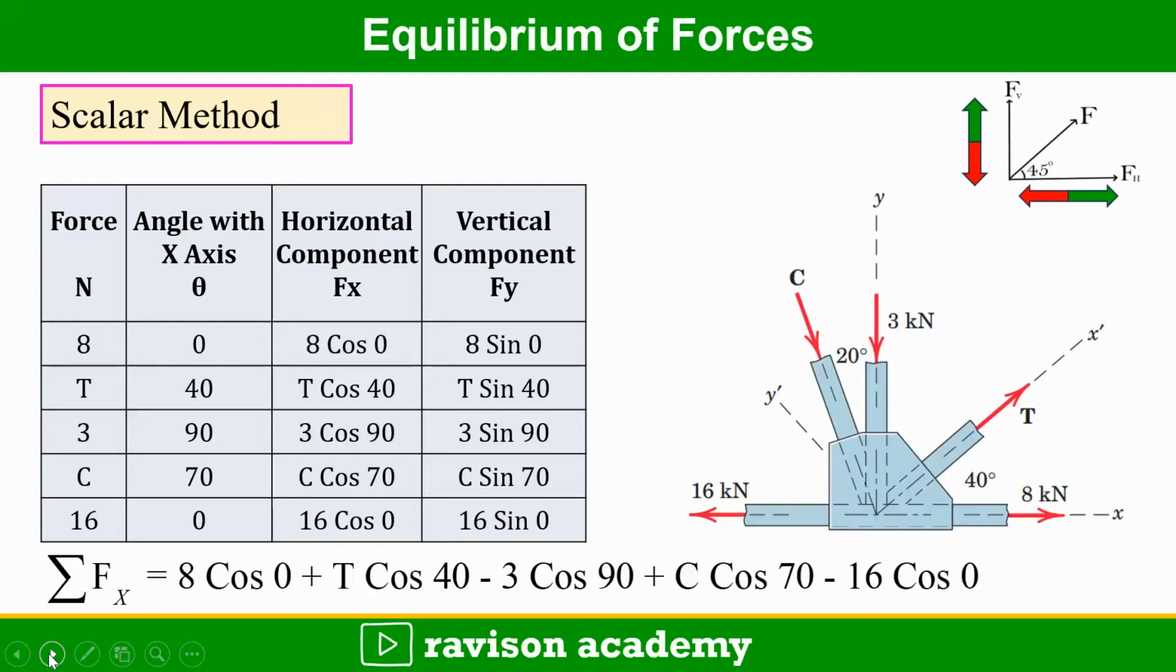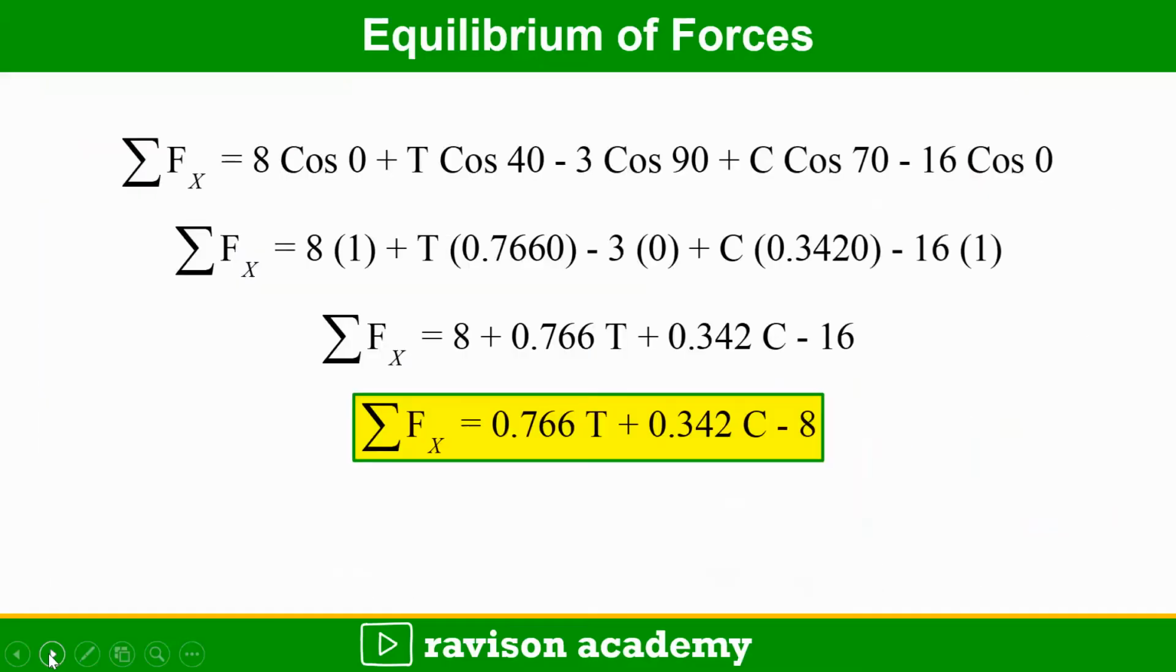And summation F of x is found out by 8 cos 0 plus T cos 40 minus 3 cos 90 plus C cos 70 minus 16 cos 0. And solving this, we will be getting summation F of x equals 0.766T plus 0.342C minus 8.